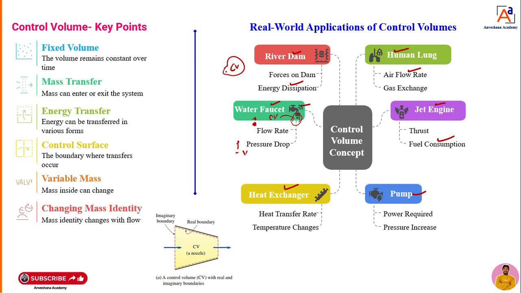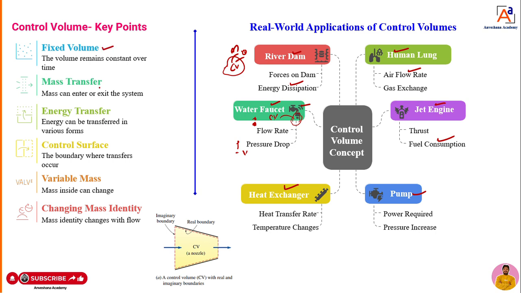That fixed region is surrounded by a boundary. Across this boundary both mass and energy are going to interact. That volume which is considered for the study, we can call a control volume. What is it, control volume? You can see now the important key points of this control volume.